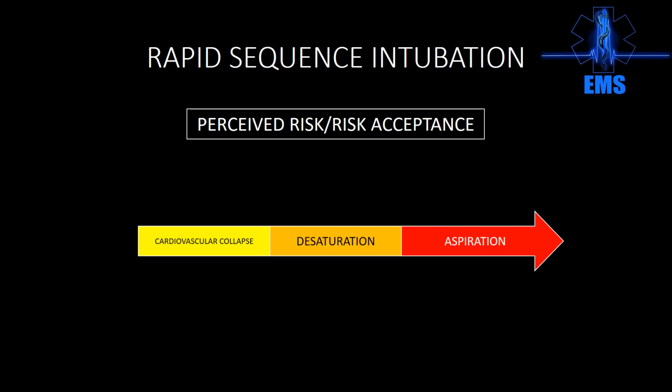In our risk matrix, our perceived risk and accepted risk is largely aspiration, followed by desaturation, and then lastly cardiovascular collapse. So cardiovascular collapse being in yellow, aspiration being in red, we're most worried about the patient aspirating, and the patient is relatively resuscitated and can hold their own for the brief period of time that we have to actually take their airway reflexes away with a paralytic.